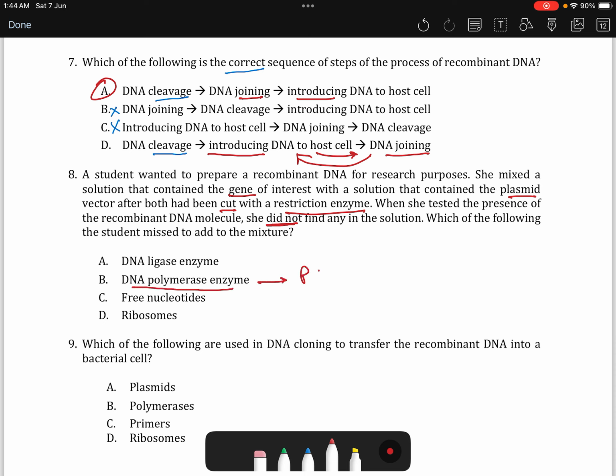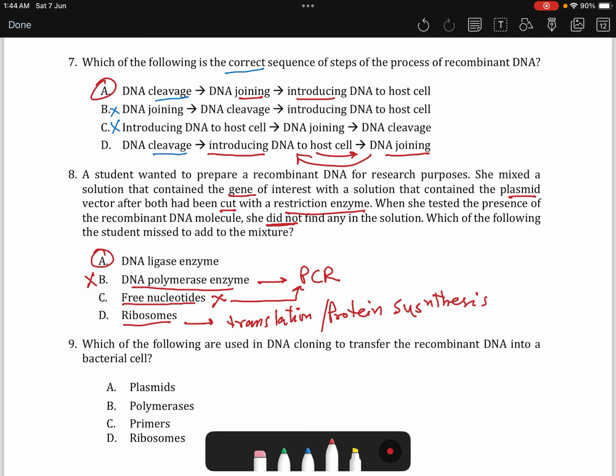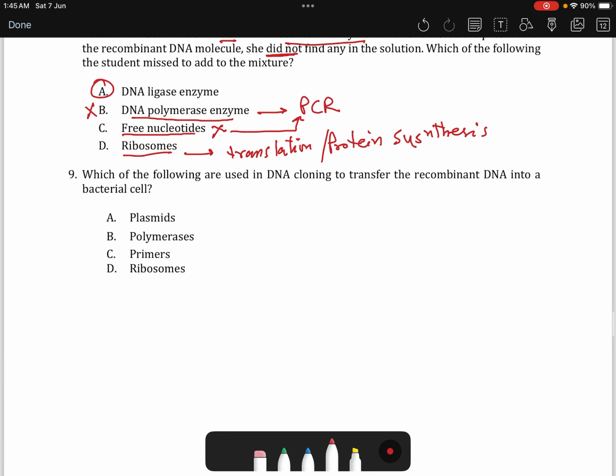It is used in PCR, not in this technique, so this is wrong. Free nucleotides, we don't need them here; they are also used in PCR. Ribosomes, we use them in translation and protein synthesis, not here. So all of these three are wrong, and of course the first is the answer. She didn't find the recombinant DNA because she did not join the cut of the plasmid and the cut of the gene.